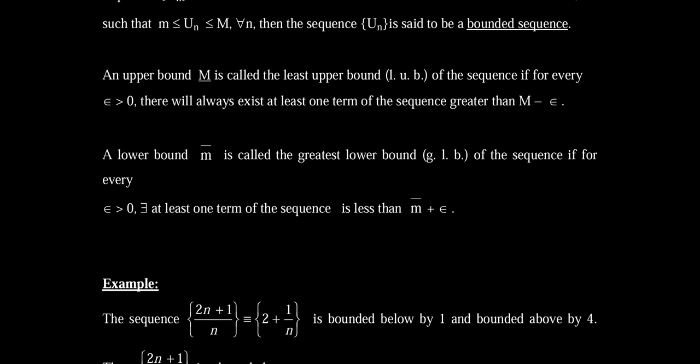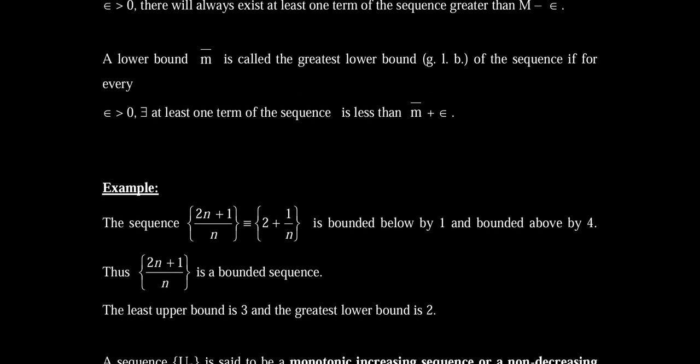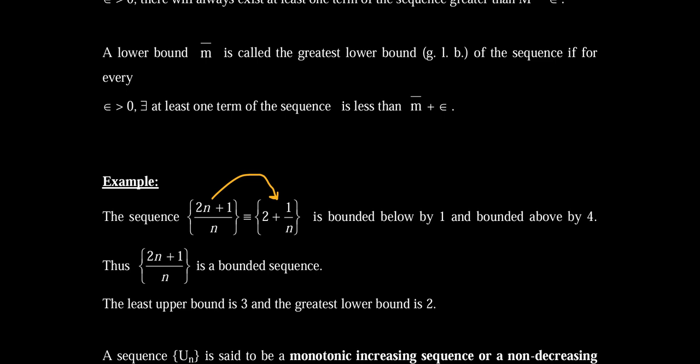I think maybe they show an example here. So, for example, this sequence is the fraction with numerator 2n plus 1 and denominator n. Now, when you try to simplify, realize that this is what you get. And now they say the sequence is bounded below by 1 and bounded above by 4, right? Now, we can confidently say that the least upper bound is 3 and the greatest lower bound is 2.